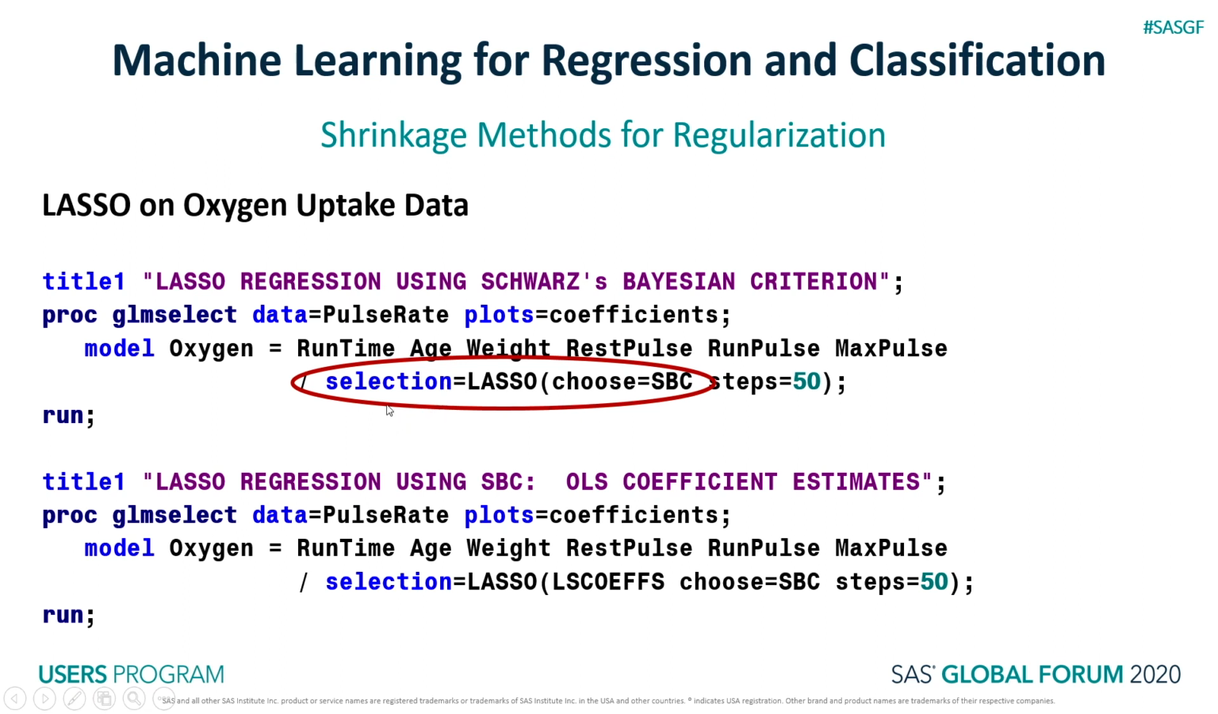In the model statement, the option is selection equals LASSO, and then you'll notice here that I have chosen Schwarz's Bayesian criterion as being the thing to select the best model. We'll discuss that a little more a little later on. So if I wanted to get out of this analysis the least squares coefficients from variables selected by the LASSO, then I add another piece in the option down here. So in the second bit of code, you see LASSO, open parenthesis, ls coefs. And that's saying print out the least squares coefficients for the variables selected by the LASSO.